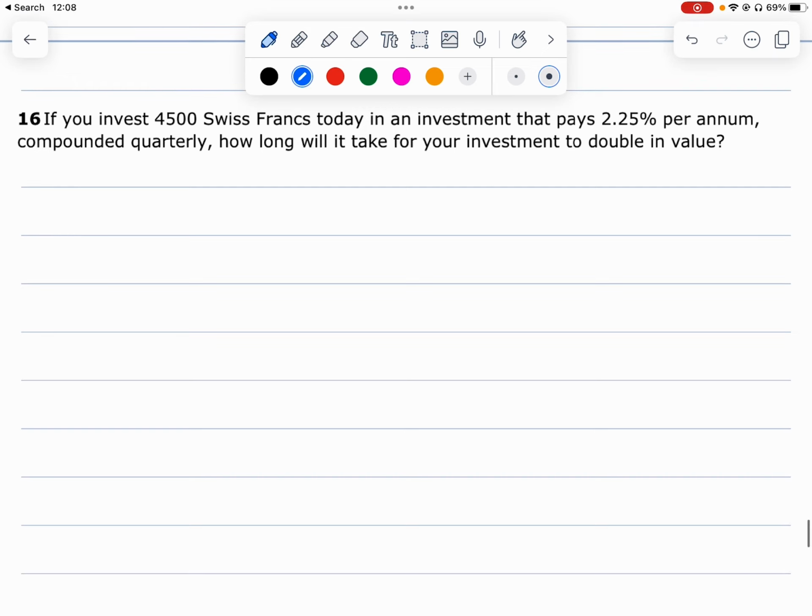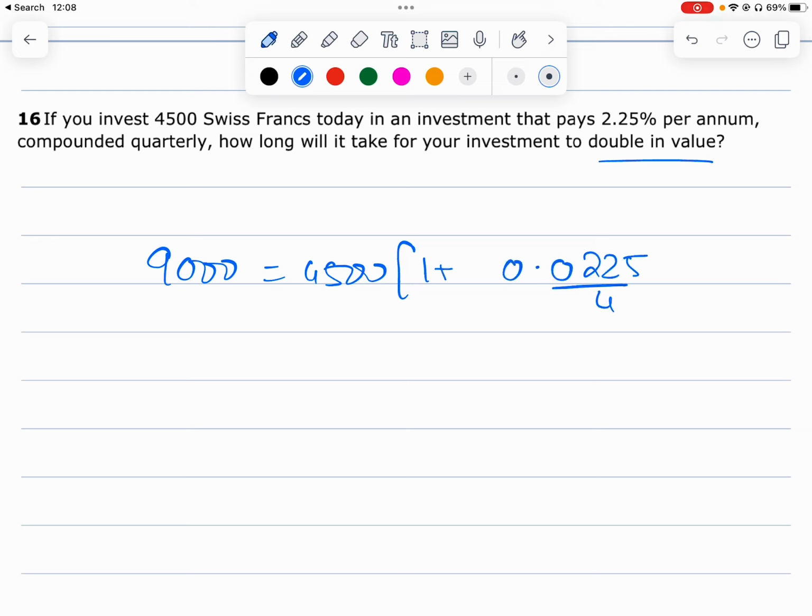Question number 16. If you invest 4,500 Swiss francs today in an investment that pays 2.25% per annum quarterly, how long will it take for your investment to double in value? So it should become 9,000 and we are starting with 4,500. 1 plus, common ratio will be 0.0225. Quarterly means divided by 4, and for n years.